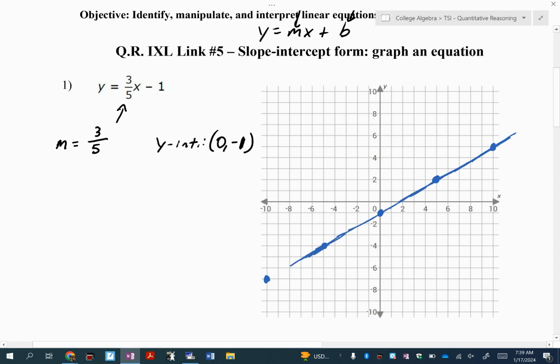Any questions on graphing using slope-intercept form? All right, let's practice one more. And then I'll let you guys try on the link.